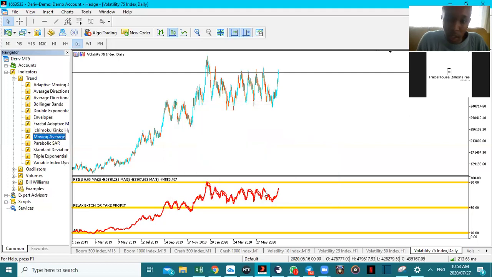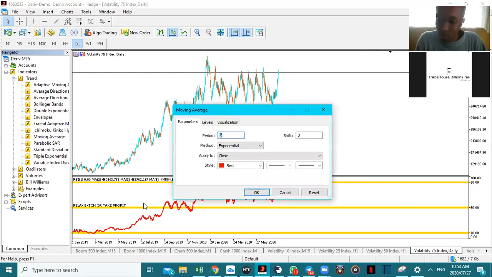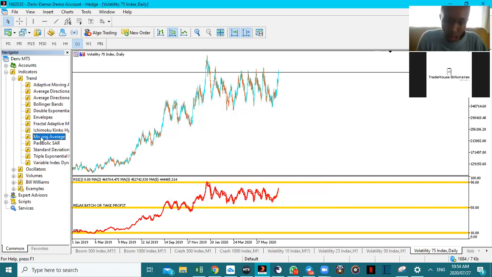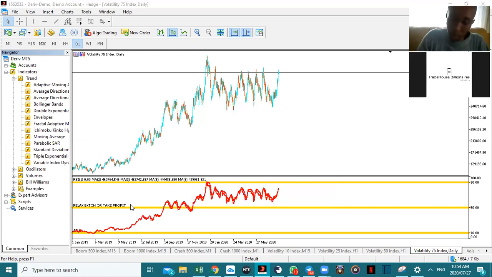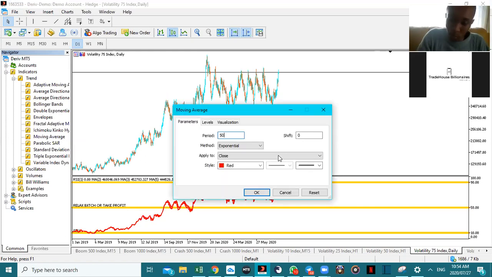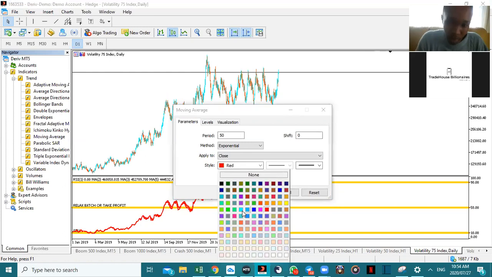And then you press OK, and then you want to drag it again, and then you want to add 6, and then exponential moving average, and then OK. You're going to drag it again. Now we're going to change up the numbers. We're going to make it a 50 moving average, and then we can change the color, make it blue.